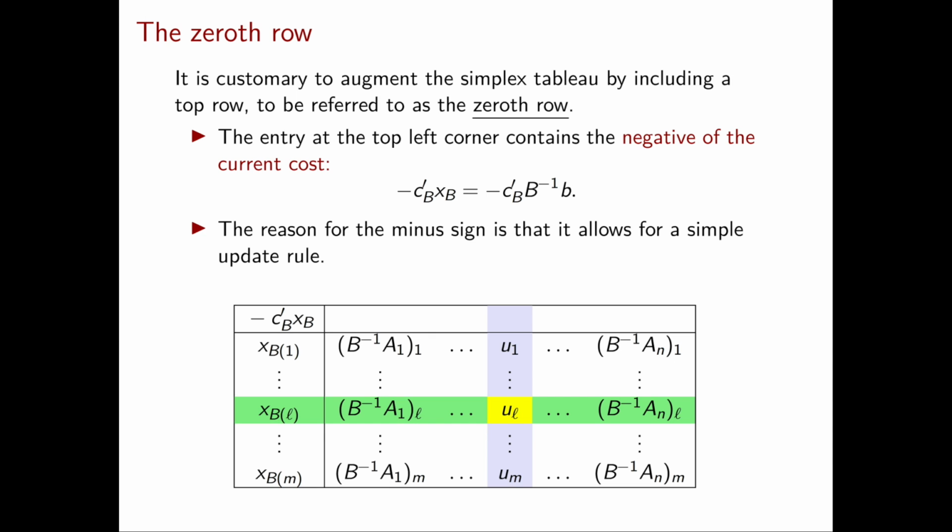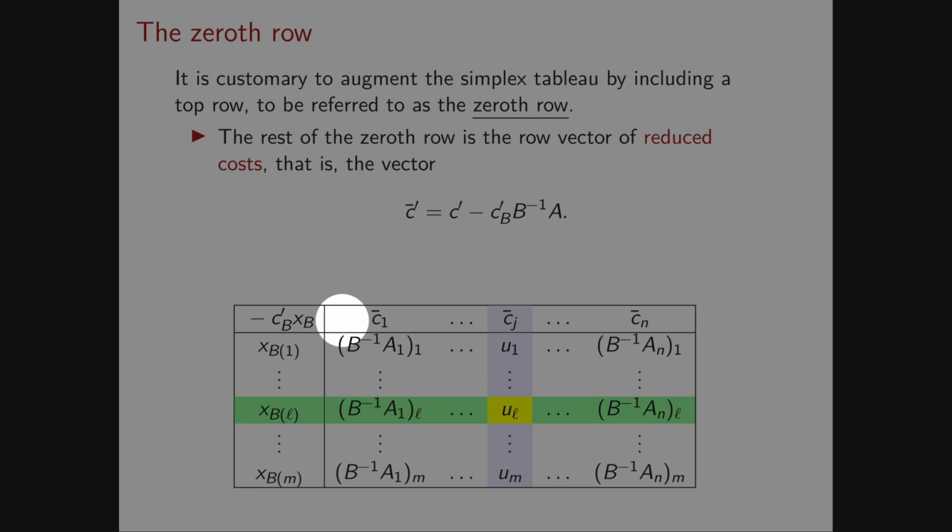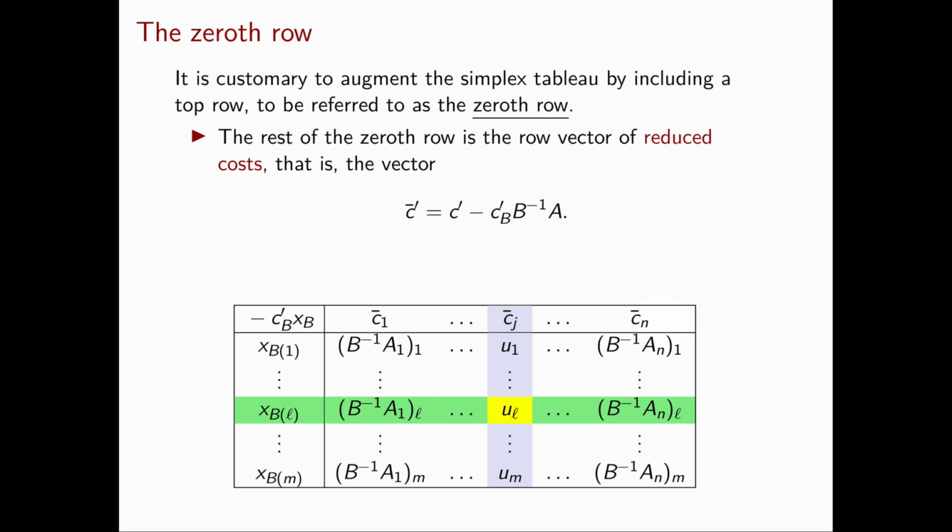Now, a natural question is why aren't we instead just writing the current cost instead of the negative of the current cost? This is a great question, and the reason we're looking at the negative is in a sense technical. In fact, we will see shortly that having the negative allows us for a much simpler update rule. Then, in the remaining part of the 0th row, we write the reduced costs.